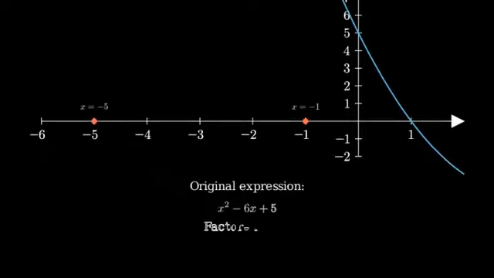In conclusion, we've factored x squared minus 6x plus 5 into the product of x plus 1 and x plus 5. We verified this by multiplying it back out, and we saw how these factors relate to the x-intercepts of the parabola.